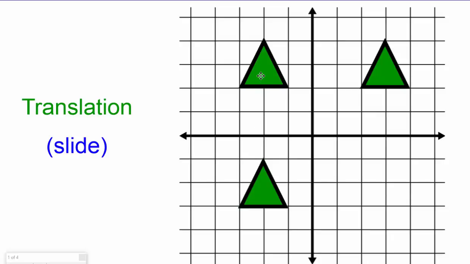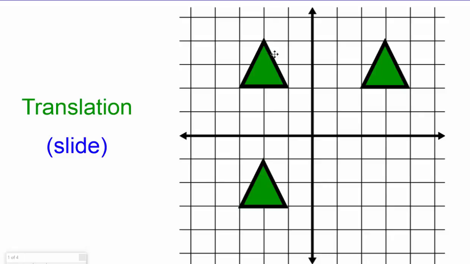So if I had this shape and I've translated it twice, I translated it horizontally, which means left to right, and I also translated it vertically, which means up and down. If I wanted to describe this translation, I need to take a look at one of the points. So I'm going to take the top point here, and I'm going to say, hey, I translated this shape 1, 2, 3, 4, 5 spots to the right.